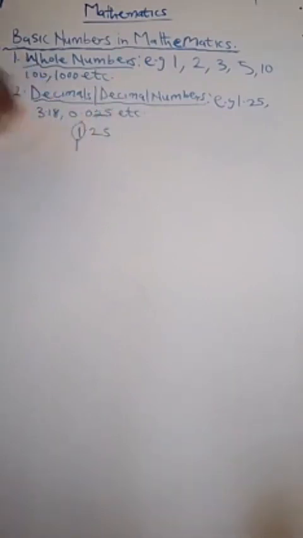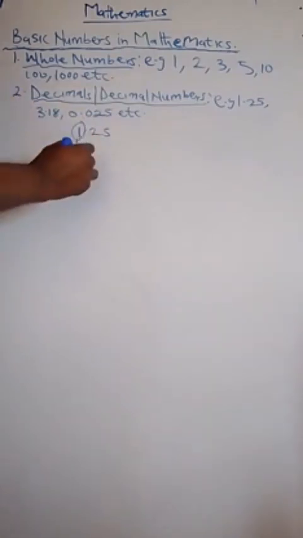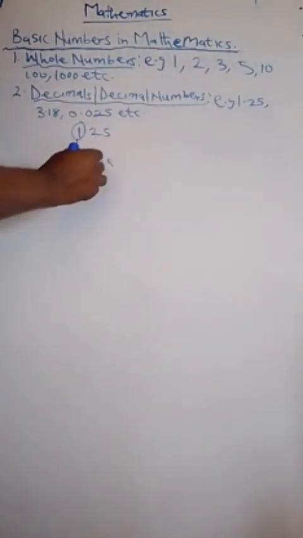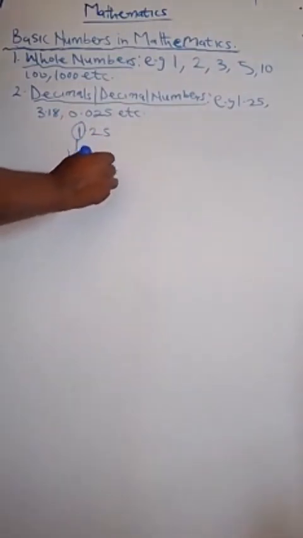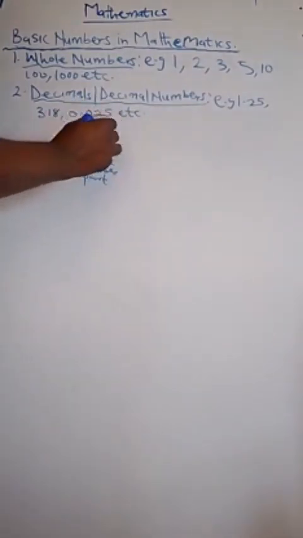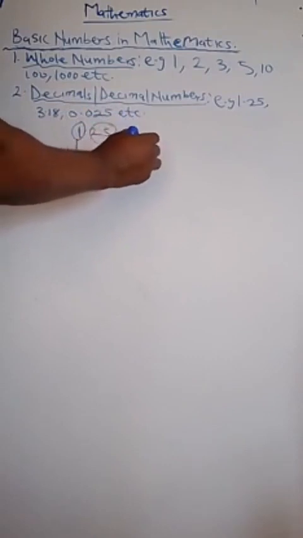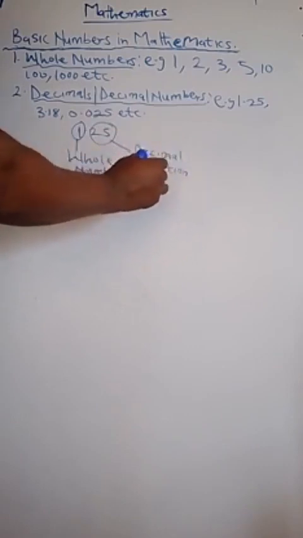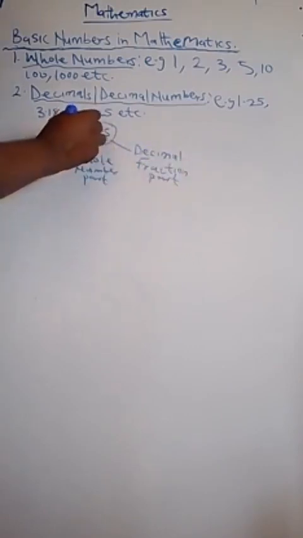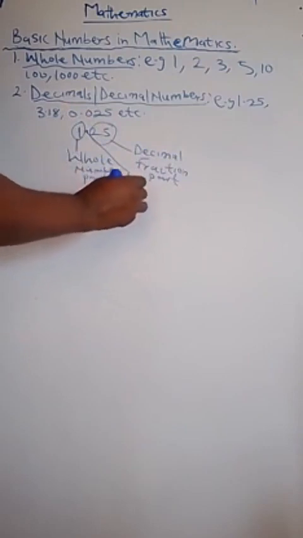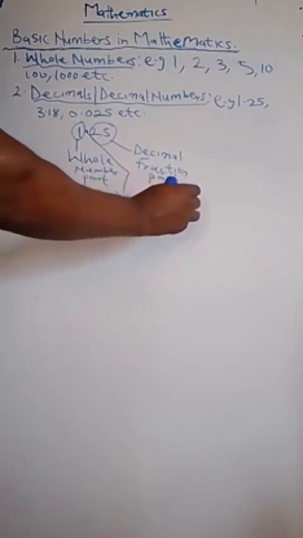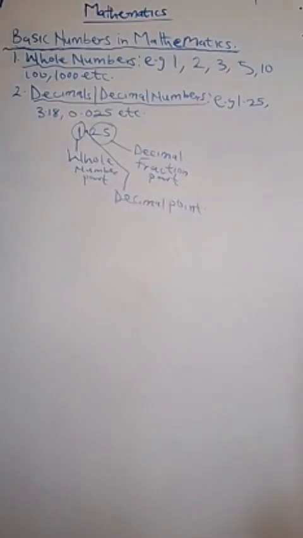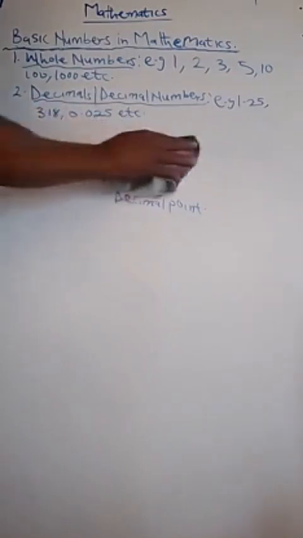1 is the whole number part. 25 is the decimal fraction part. Why? The point is what we call the decimal point. It is the decimal point that divides the number into a whole number part and a decimal fraction part. Take note of that.